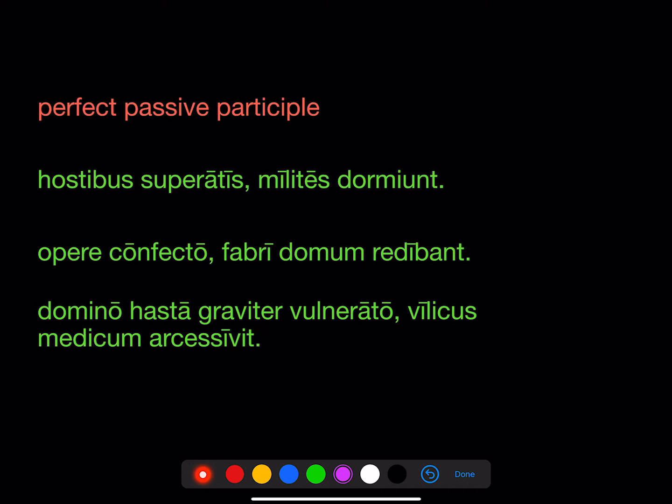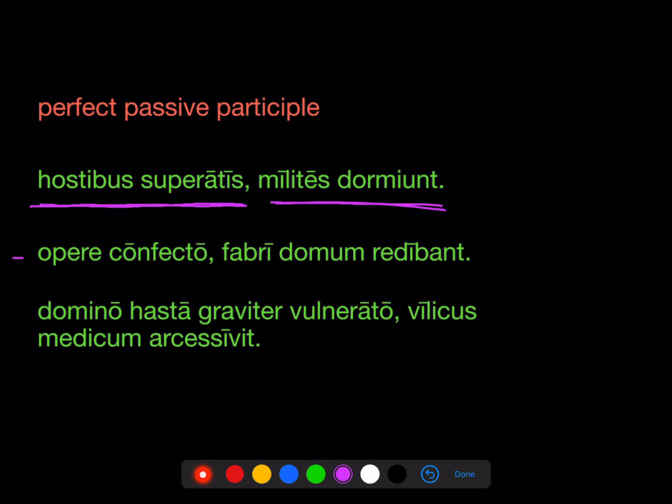Now let's look at some examples with a perfect passive participle. Now with the present active participle, we translated with the blank blanking. With the perfect passive participle, it's with the blank having been blanked. So, hostibus superatis, milites dormiant. With the enemies having been conquered, the soldiers sleep.